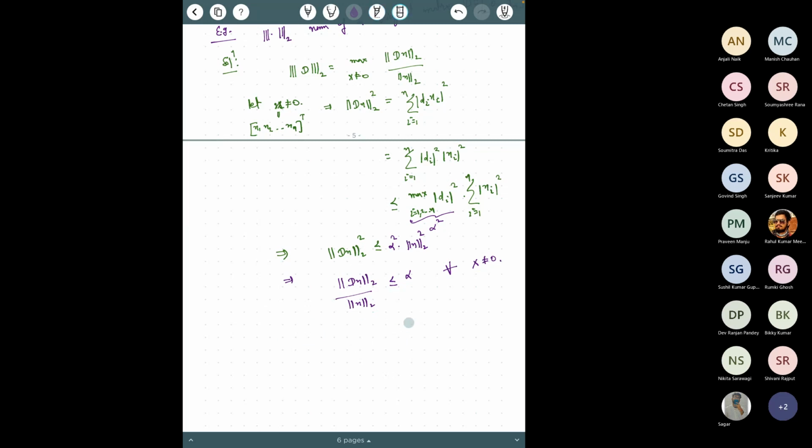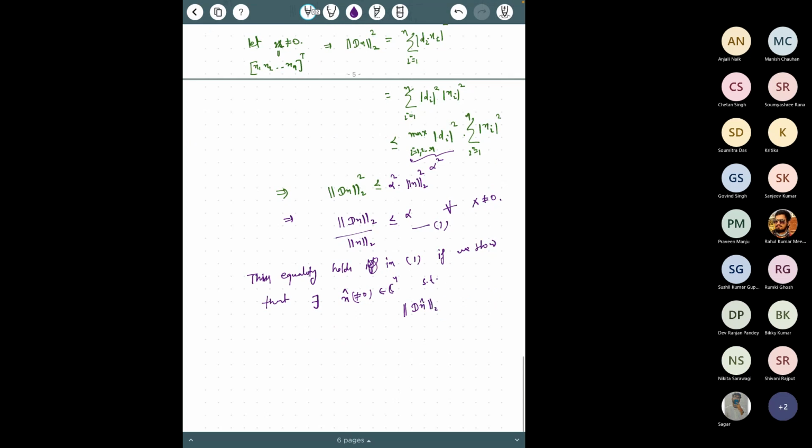Okay, so what I will do here, so I'm saying that this equality, here we have inequality, so thus equality holds if we show, so let me call this as 1, so it holds in 1 if we show that there exists a non-zero vector x in Cn such that the 2 norm of dx hat divided by 2 norm of x hat, this ratio is equal to alpha. If this we show, then we can say that the 2 norm of d is actually equal to alpha.